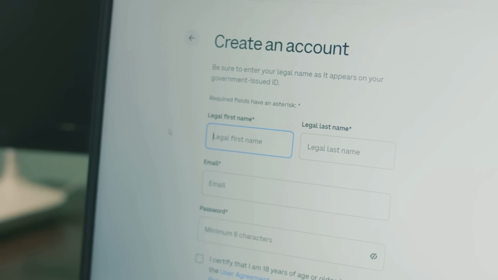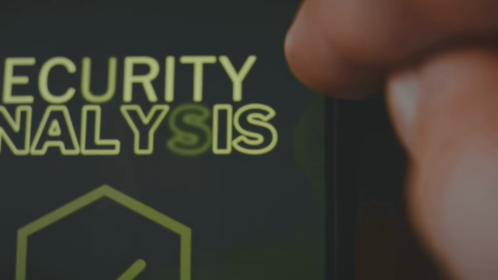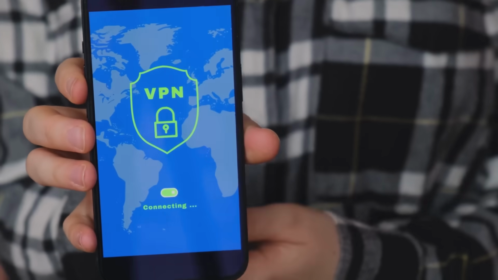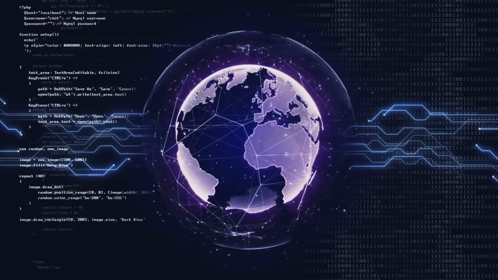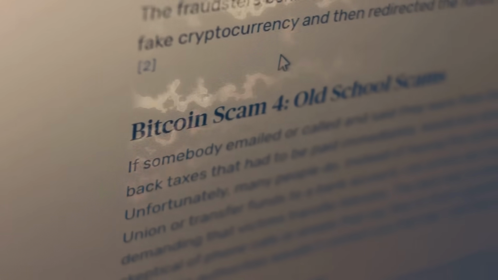Stay sharp online. Use a dedicated email for crypto accounts. Don't reuse your Netflix login. Bookmark legit exchange sites to dodge fake Google ads. Run antivirus software and avoid public Wi-Fi for transactions. And never click XDMs promising airdrops. Those free ETH links are about as real as a unicorn in a bull run.